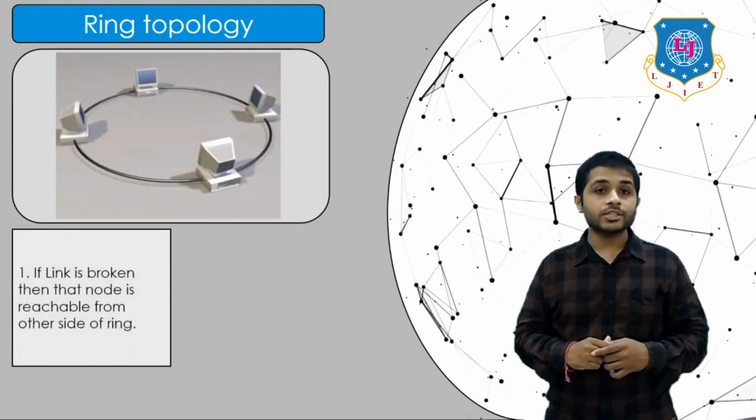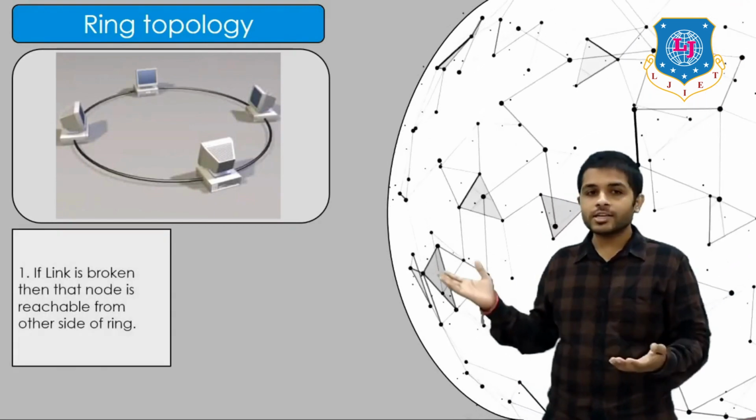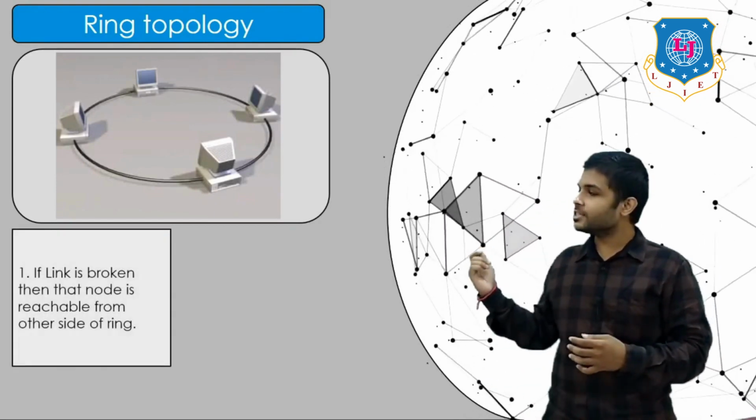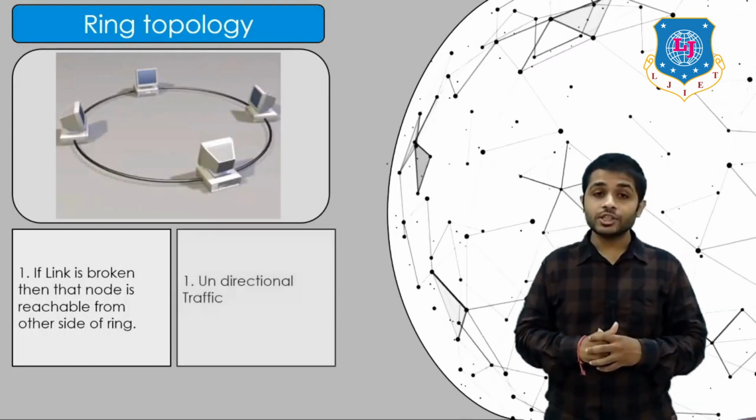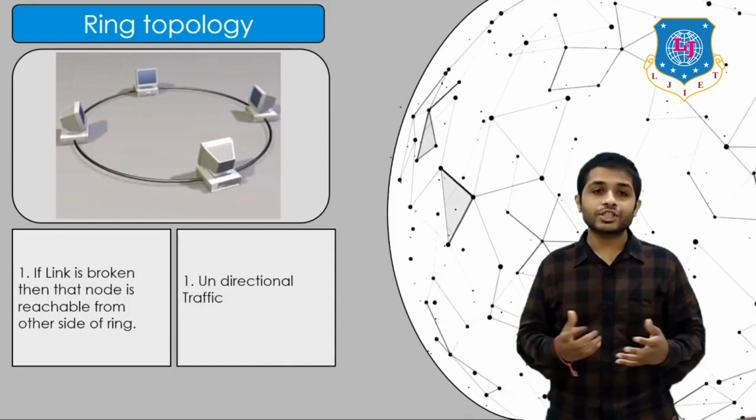What are the advantages of the ring topology? If one link is broken, then the destination is reachable from the other way. And what are the disadvantages? That is unidirectional traffic.